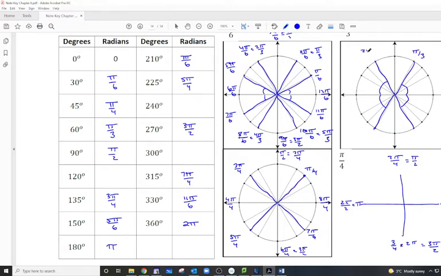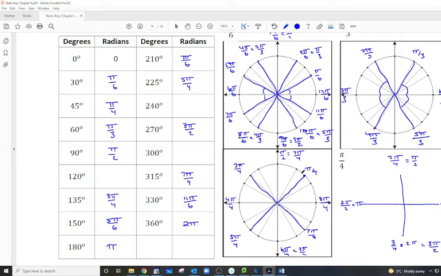But we get here, we get that 1 pi by 3. Here we'd get that 2 pi by 3. And then this one would be 3 pi by 3. And then down here is your 4 pi by 3. And then here would be your 5 pi by 3. And then here would be your 6 pi by 3.